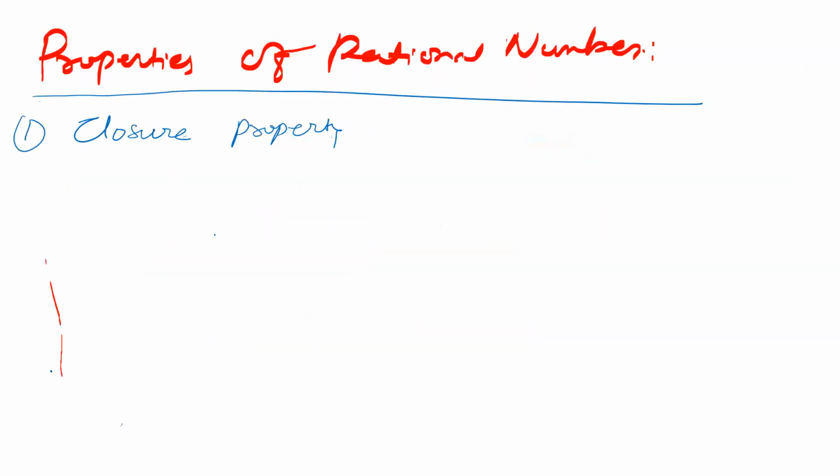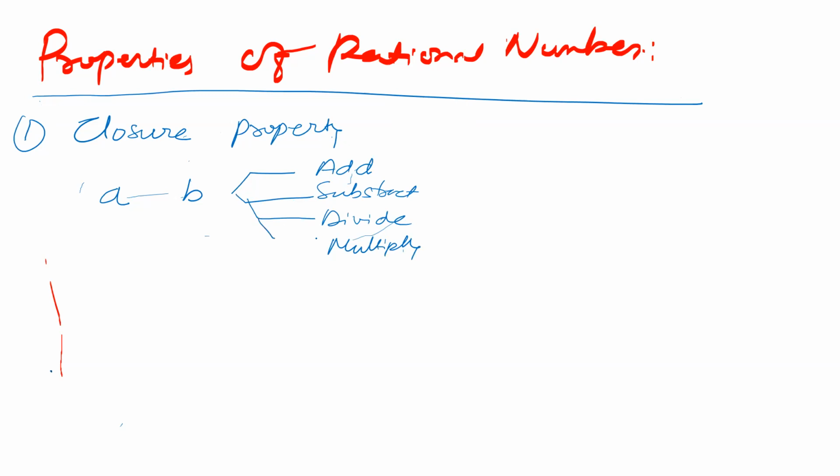Okay. So closure property says what? Let's say I have got two rational numbers, A and B. If we either add them, or subtract them, or divide them, or multiply them, we will be observing whether the resulting answer will be a rational number or not. We will check that.